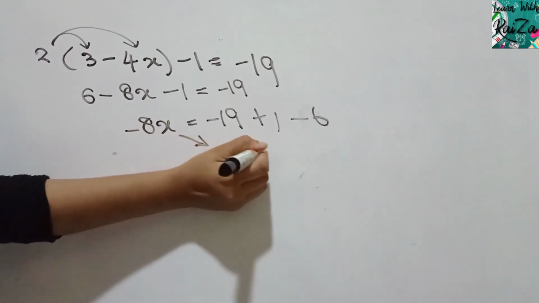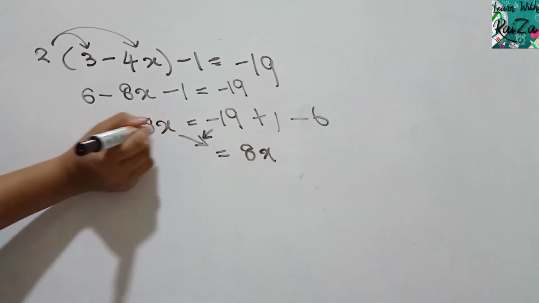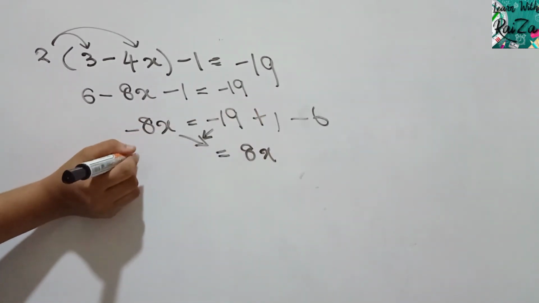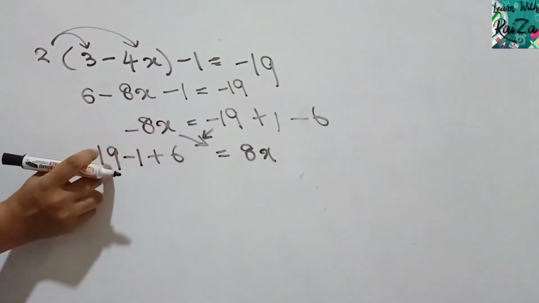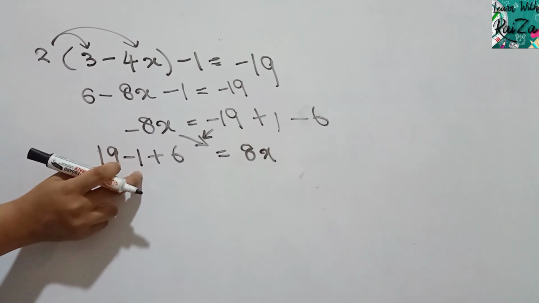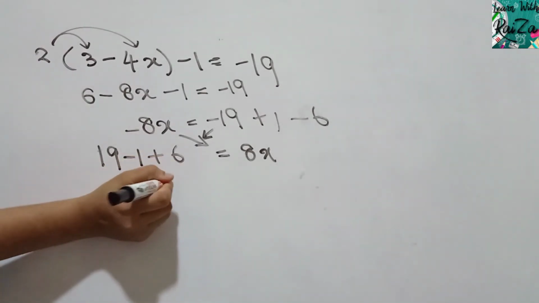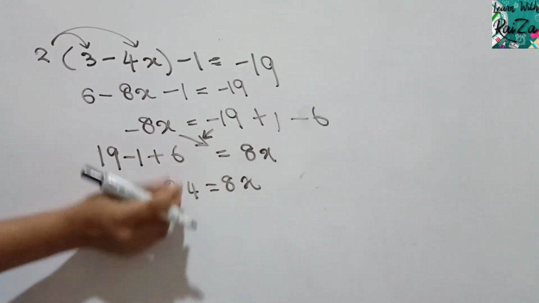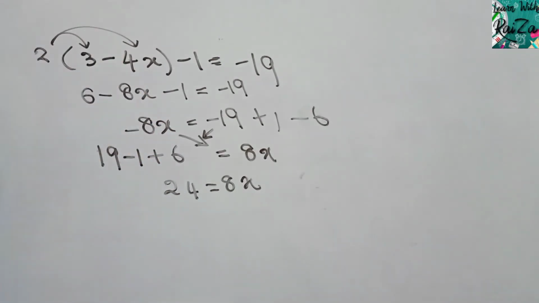Take this side, it becomes positive. Take them to this side. Negative 19 becomes positive 19. Positive 1 becomes negative 1. Negative 6 becomes positive 6. So 19 minus 1 is 18. So 18 plus 6 is 24. That 24 is equal to 8x. So now say all positive, easy. If they are negative, it's really hard for you. So always try to be positive.